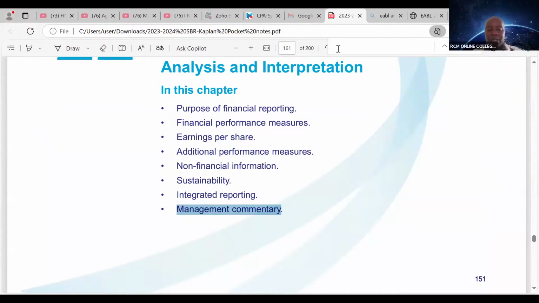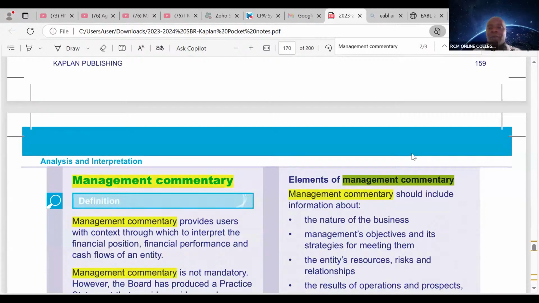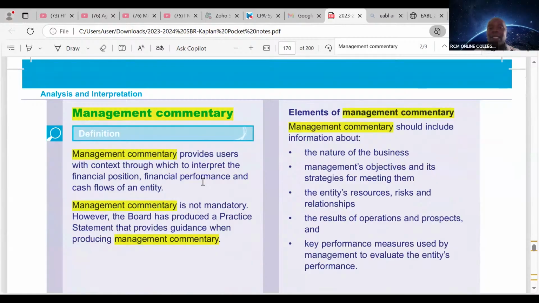Management commentary. If you allow me, now that I've been able to introduce it practically, because I like going practical, you'll be able to allow me to come here and just discuss this.